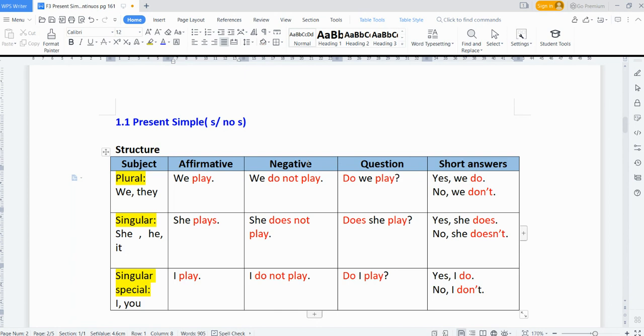Okay, if it's negative, you plus the word not. We do not. Okay, you can see the word do here. There is no s. Okay, we do not play. If it's a question, we say do we play? Okay, the do is in front. If it's an answer, you say yes, we do, or no, we don't.